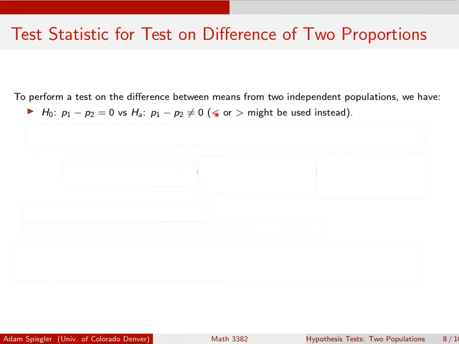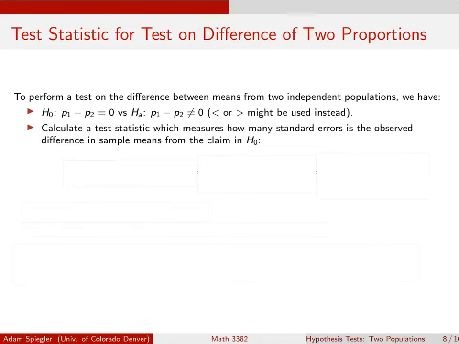It might be that one is less than the other, or one is greater than the other. So that's how we would set up our hypotheses, which we've discussed. Then we collect data from our sample, and then we want to see how extreme our sample data is compared to the null hypothesis. So this test statistic is a way of standardizing the distance of the sample from the claim in the null hypothesis.